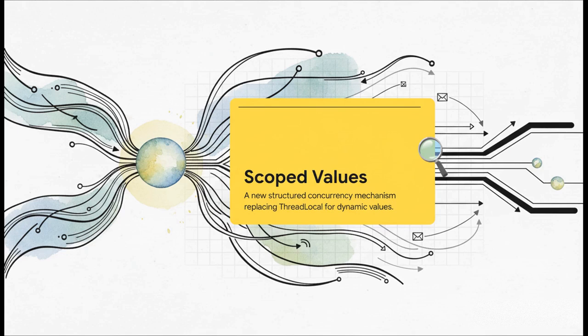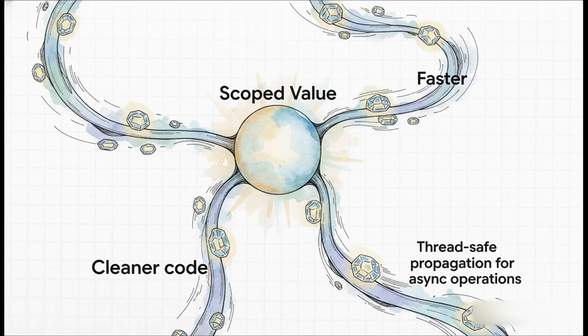And speaking of modernizing the platform, let's talk about scoped values. You can basically think of these as the modern replacement for good old ThreadLocal variables. Especially now, in this new world of structured concurrency and virtual threads, we needed something better. Scoped values are that something better, a much cleaner and way more efficient way to share data across threads. So, why are they better?